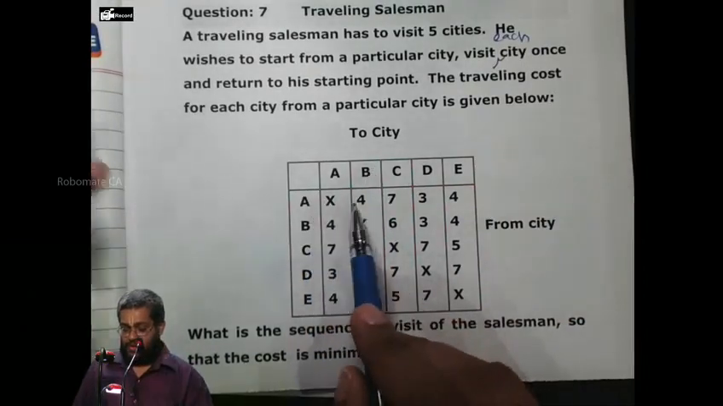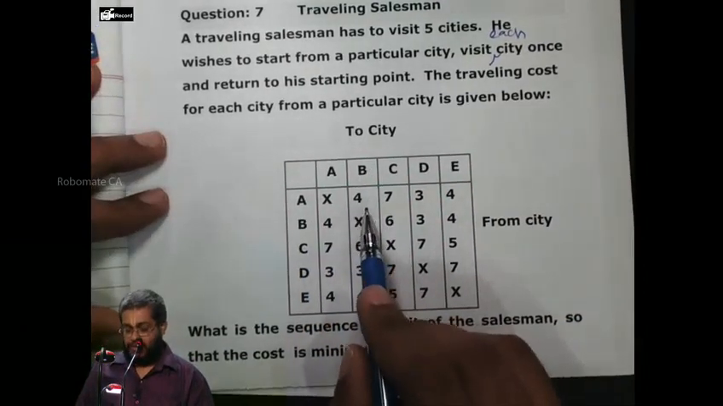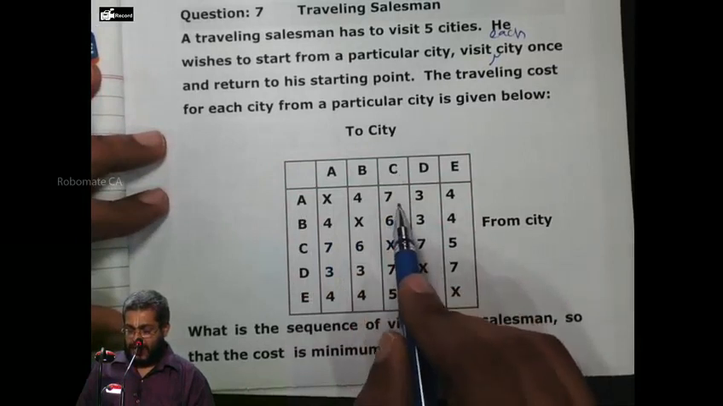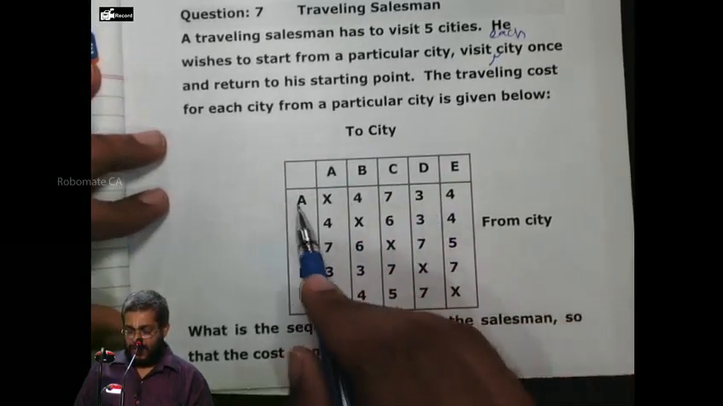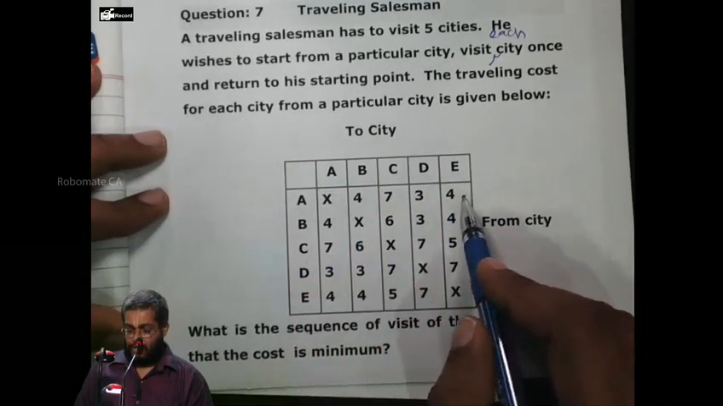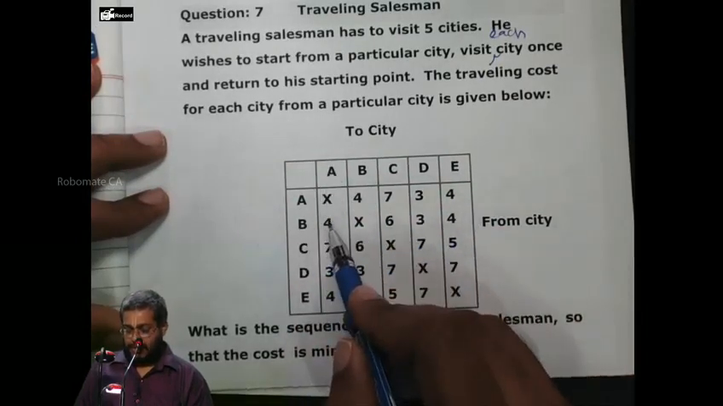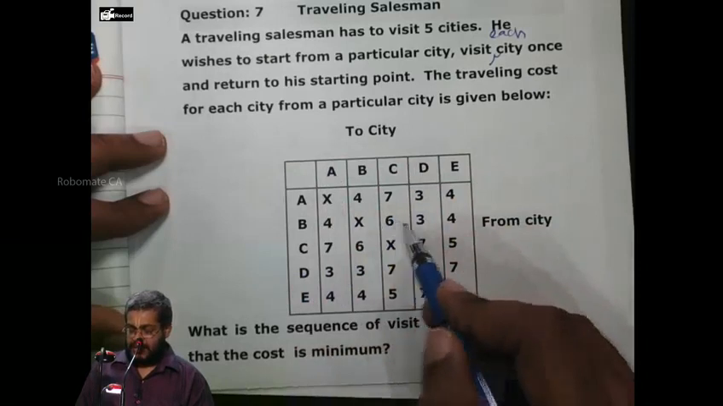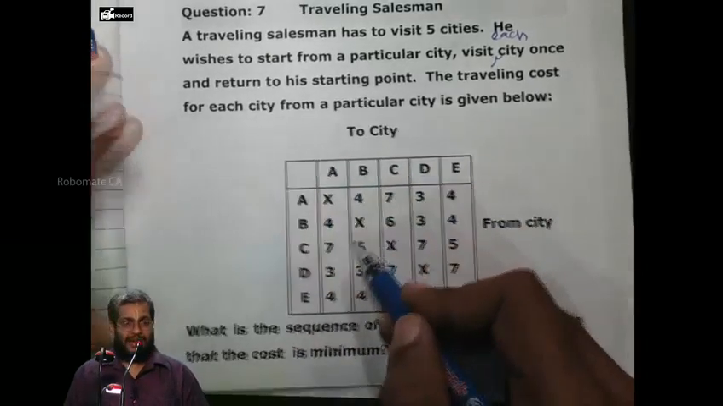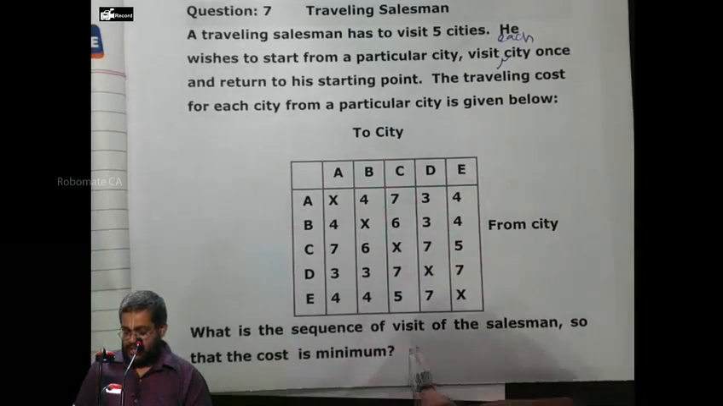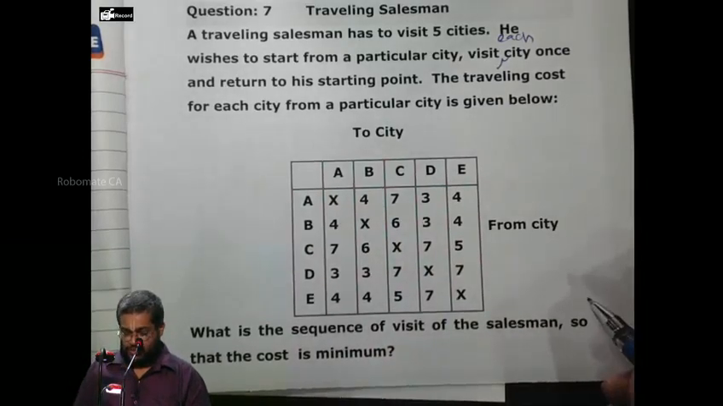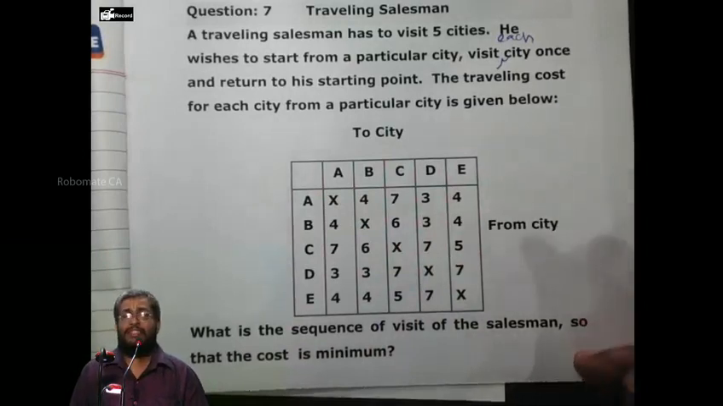City A to B, if he goes, what is the traveling cost? 4. A to C, what is the traveling cost? 7. A to D, what is the traveling cost? 3. A to E, what is the traveling cost? 4. B to A, traveling cost? 4. B to C, 6. And so on, they have given you the traveling cost. What is the sequence of visit of the salesman so that the traveling cost is minimum?